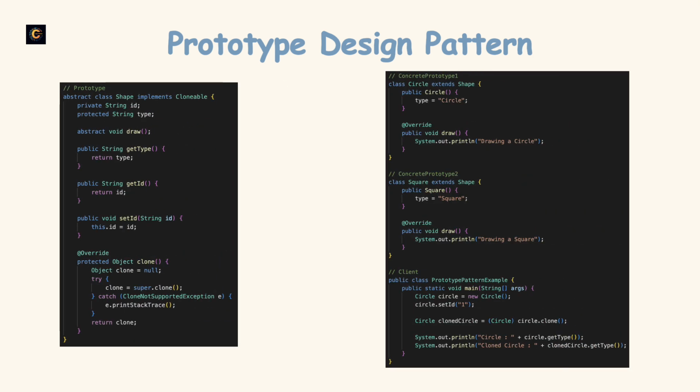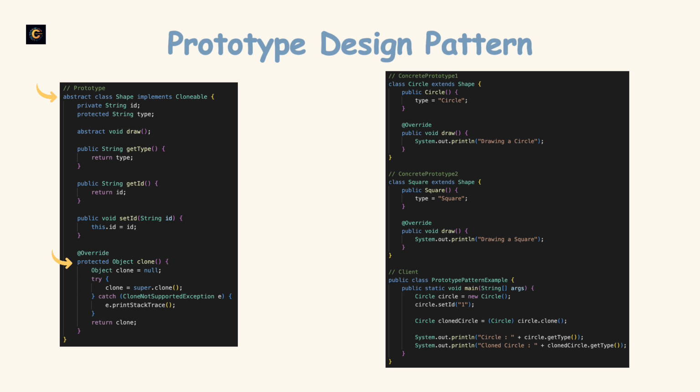Finally, let's take a look at the prototype pattern. We have an abstract class called shape which implements the cloneable interface. It has fields like ID and type and an abstract method draw. The clone method in shape creates a copy of the object. If cloning fails, it catches the CloneNotSupportedException.